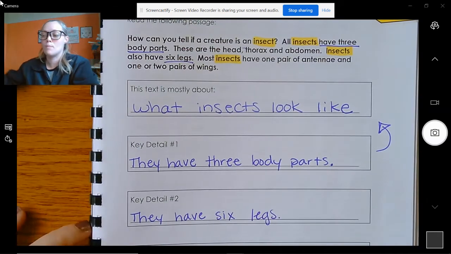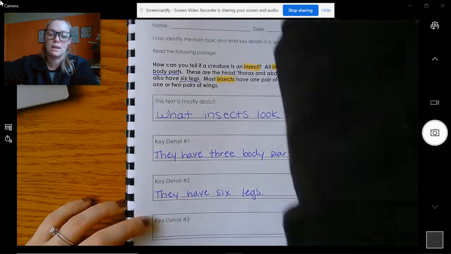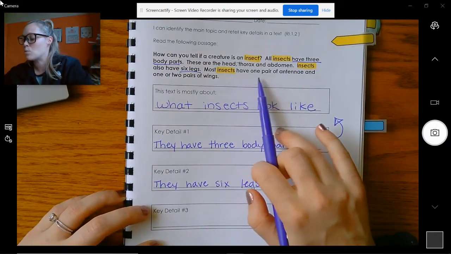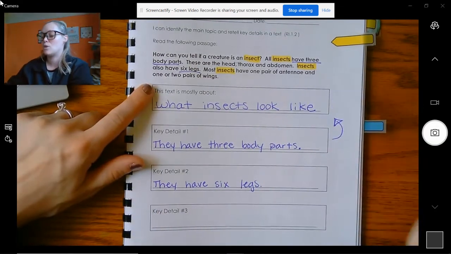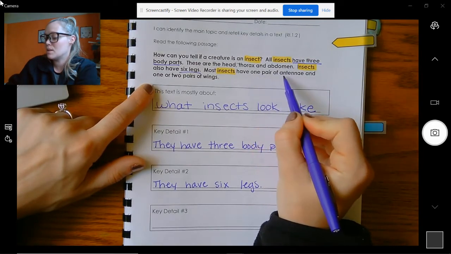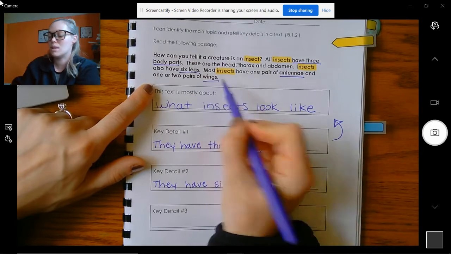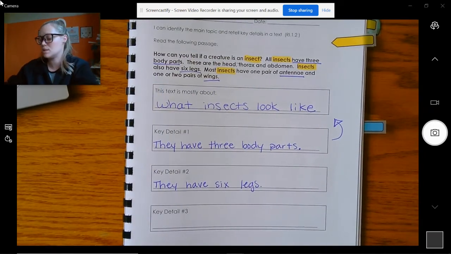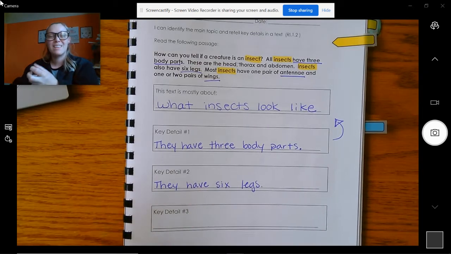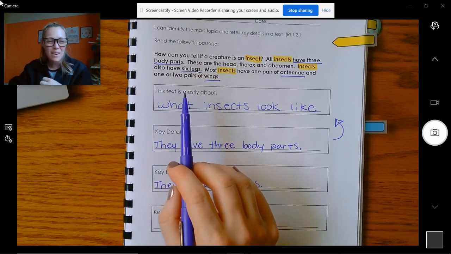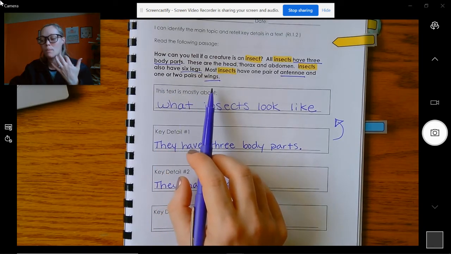Now you can write yours down after I'm all done, or you can pause as you go. Most insects have 1 pair of antennae and 1 or 2 pairs of wings. So I'm going to say antennae and wings. That's key, important to know. They have antennae and wings. Do I need to remember the other little details? Like that they could have 1 or 2 pairs of wings. I don't have to remember that, but I do want to remember that they have wings.